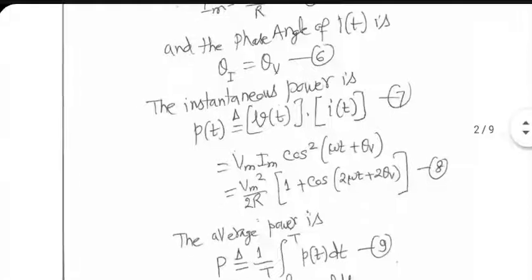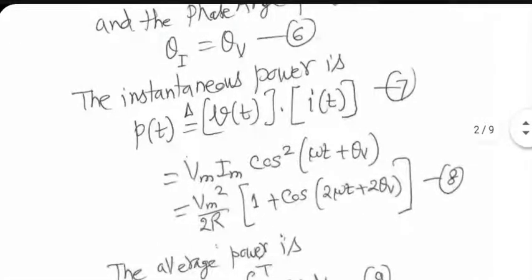Now look at it carefully. I'm sure you have been taught all this in the past, but I'm underlining the fact again, which has a lot of practical significance in the real world. This cos square term breaks into 1 plus cos of 2 times (omega t plus theta v). That means 2 omega t plus 2 theta v. And of course, half comes out, which I have included in equation 8.